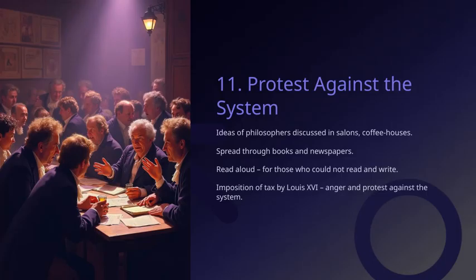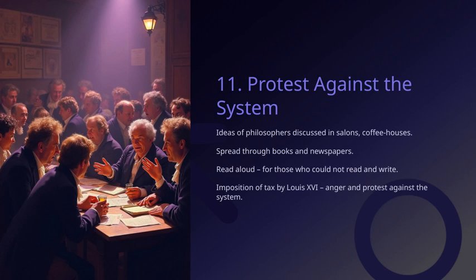On this slide, we're exploring how the ideas of the philosophers started to influence the people and challenge the existing system. These ideas were often discussed in salons and coffee houses, places where intellectuals and common folk alike gathered to debate and share their thoughts. The spread of these ideas was further amplified through books and newspapers, making revolutionary concepts accessible beyond just the educated elite. For those who couldn't read or write, these ideas were still shared aloud in gatherings or street discussions, ensuring that the message reached a broader audience.